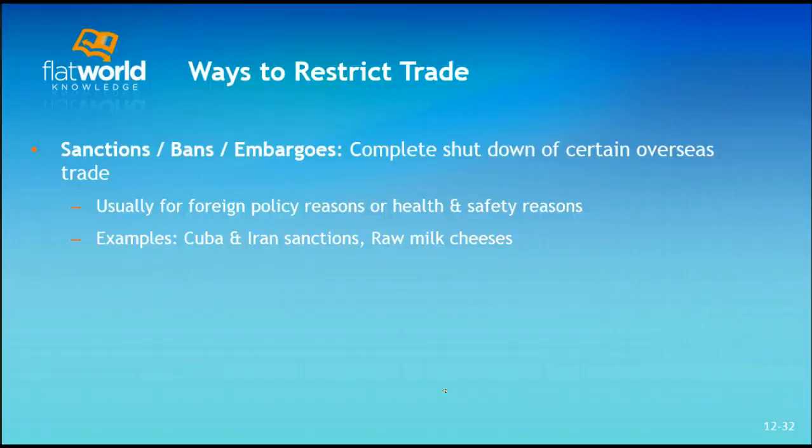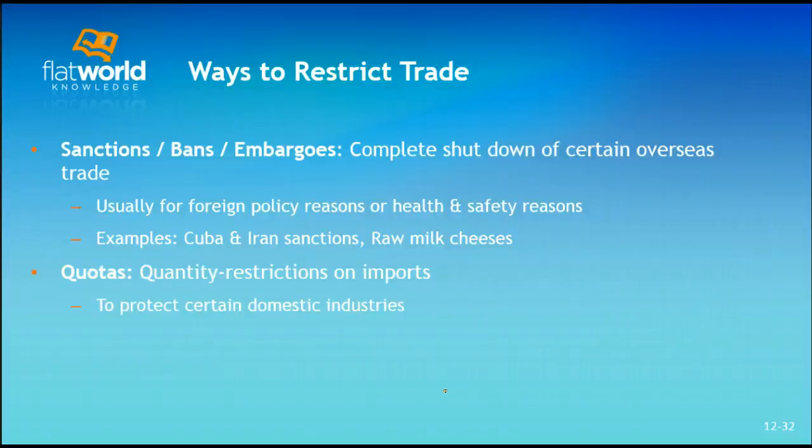In recent years, we've seen that the United States and Iran have engaged in certain kinds of talks, and then the talks shut down, but overall, the United States will not trade with Iran because the United States is attempting to achieve a political end. This is a sanction or an embargo. Now, we also have bans because of either health and safety reasons or other economic reasons on certain products that the government would like to restrict. So, for instance, raw milk cheeses are not always allowed to be sold in the United States because of the potential health risks.